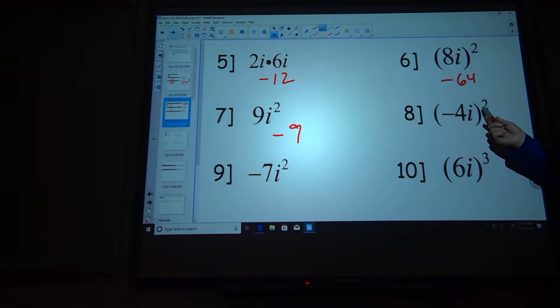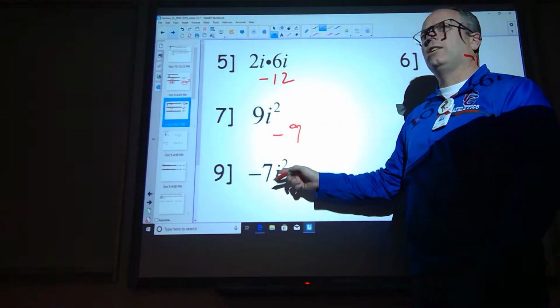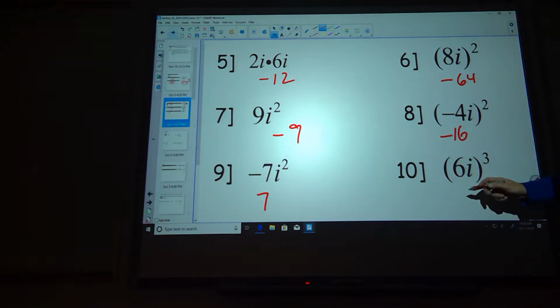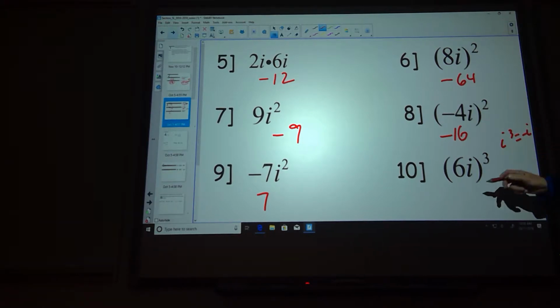All right, ready? This is grouped. Agree? So I get 16i squared. 16i squared is negative 16. This one's not grouped, so I get 7i squared is negative 1, so I get positive 7. And this one becomes i to the third, which is negative i. So i to the third equals negative i. So I get 6 times 6 times 6, which is 216. And I get a negative i in there, so I bring the negative out front.